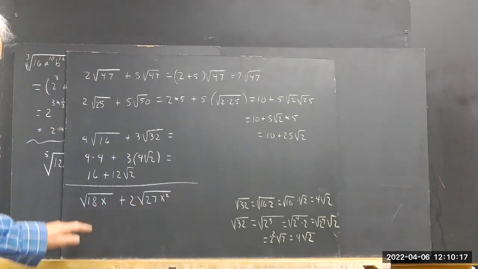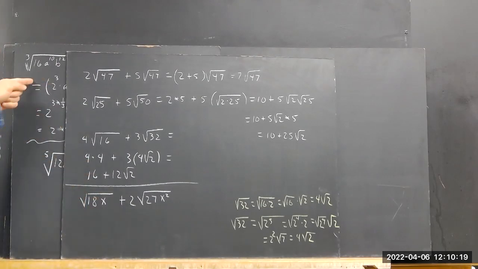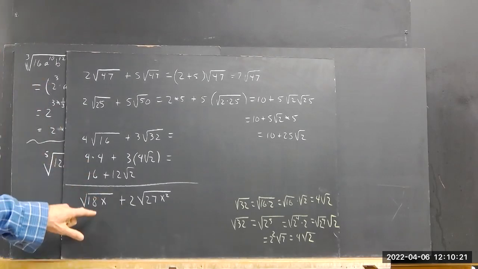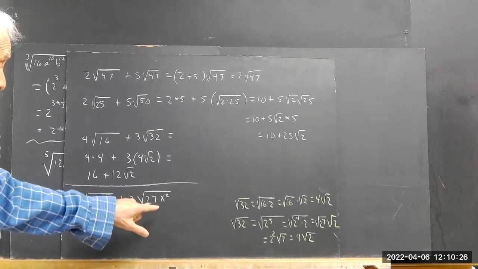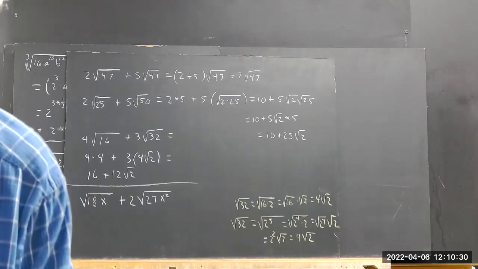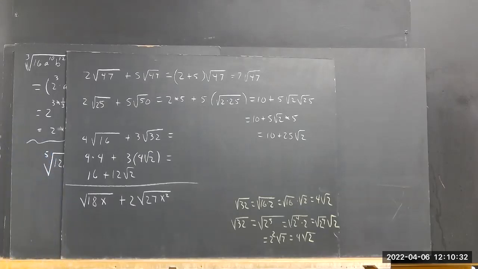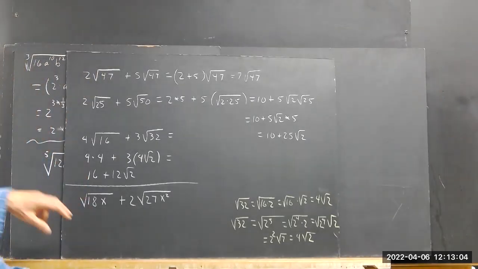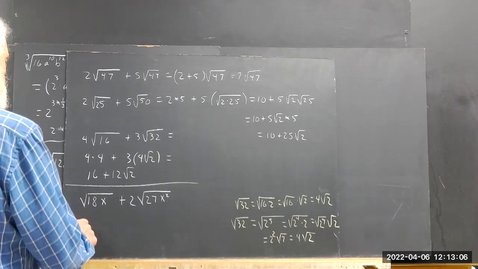A little more complicated, but this is much simpler than ones you did earlier. So you want to simplify the square root of 18x. You want to simplify the square root of 27x squared. Okay, can't take too much time on this. I'm going to give you a little bit of a hint. Square root of 18x.